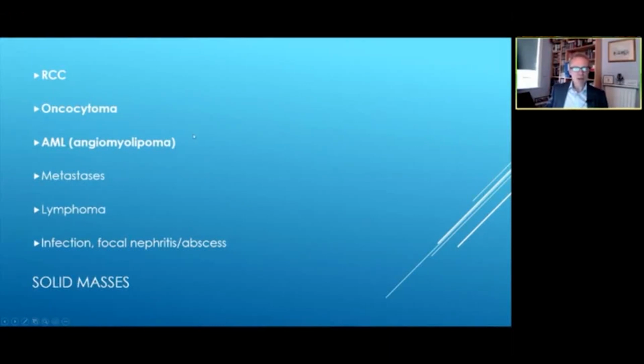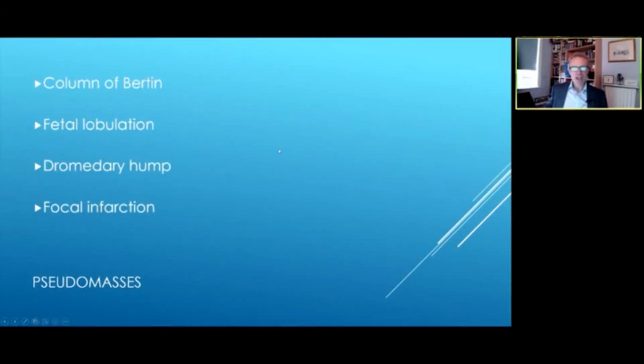The things we come across you know all about. The commonest things are renal cell carcinomas, oncocytomas, indistinguishable, and angiomyolipomas. Less commonly, we see metastases, lymphoma, infection, focal nephritis and abscesses, which can of course form masses. Other things that can look like renal masses, particularly on ultrasound, are the column of Bertin, the cortex going down into the medulla, persistent fetal lobulation, dromedary hump, particularly on the left-hand side, and focal infarction can sometimes look like a mass.